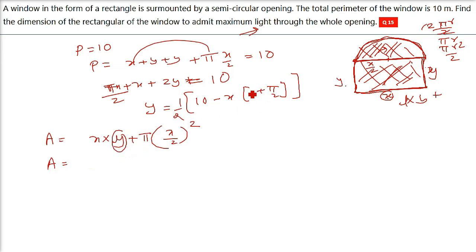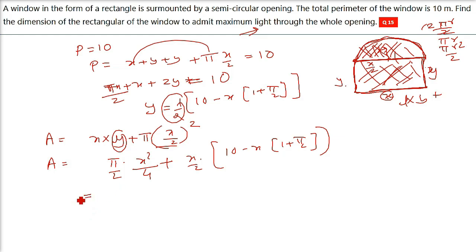And in place of y, now replace what we got. This is pi into x square, x by 2 whole square that I am writing first. And the first term, x into y, I am writing later. Pi x square by 2 into 4. So this expression is coming from the total area. It was pi by 2 actually, pi by 2 whole r square. So you get this expression now. Next one will be A equals this expression. And I'm just writing it as pi x square by 8 plus x by 2. This is the whole expression which needs to be differentiated.